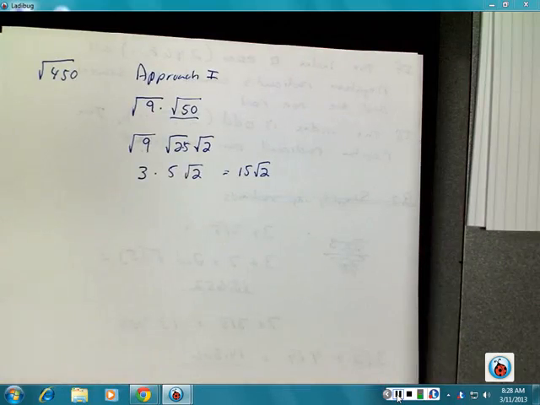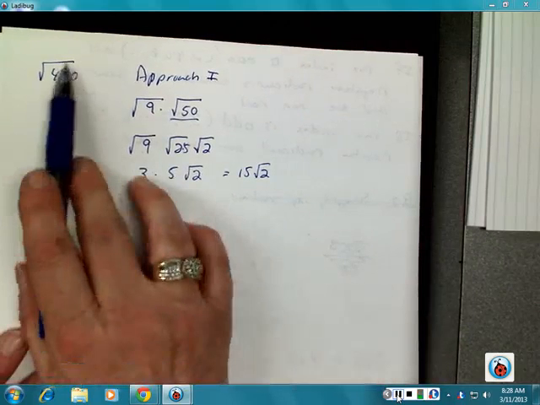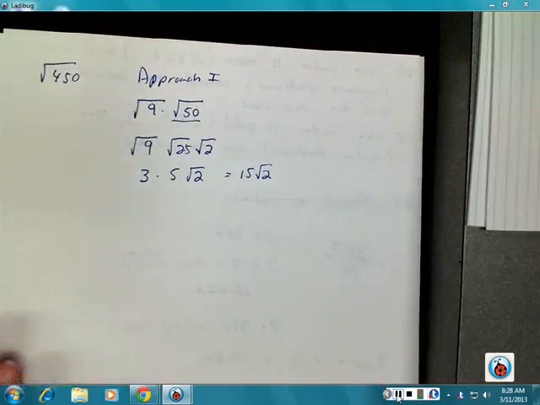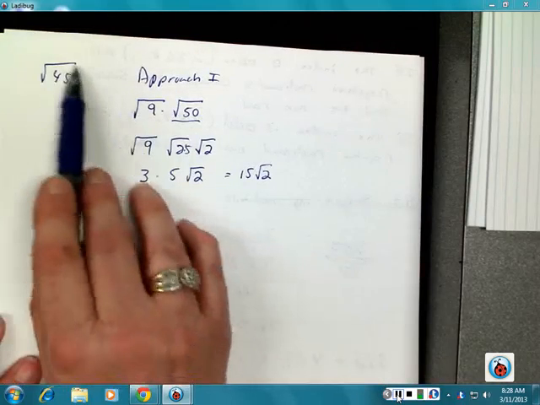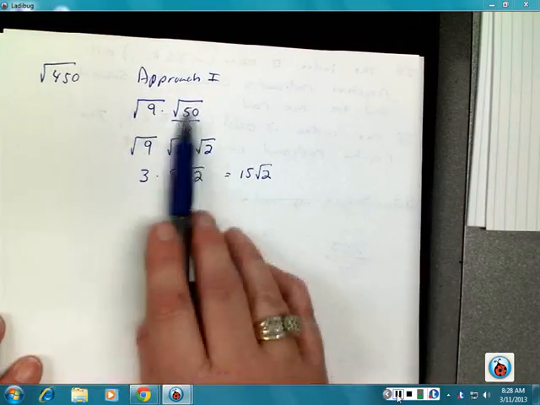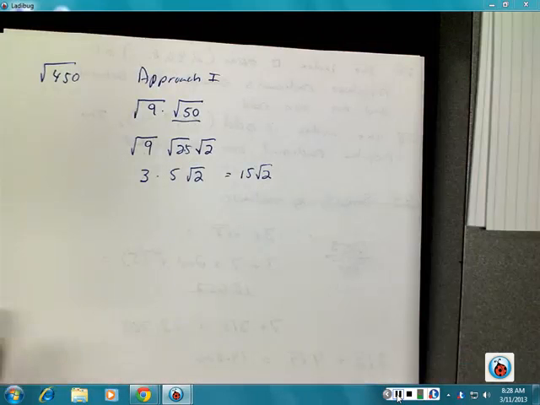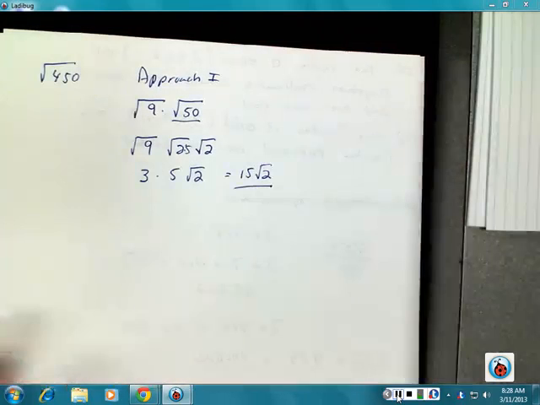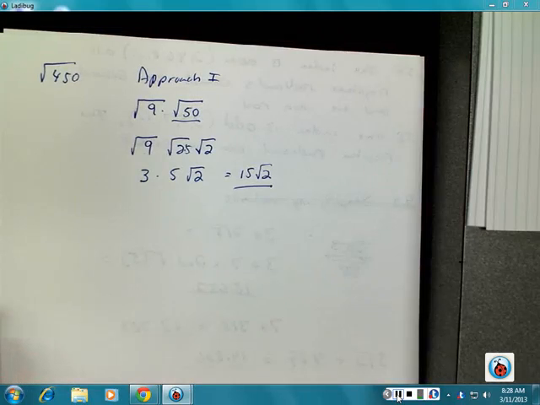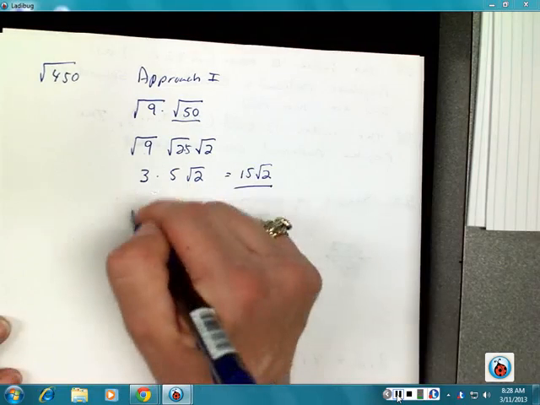So basically all I did was look at this and say, okay, what went into it? I noticed that the 9 went into it, then I had 50, and 25 automatically popped out of that one. And so we knew what we were doing with it. So my answer came out to be 15, the square root of 2. Okay? Yes or no? So far so good? Okay, that's approach 1. Now again, you're going to be able to pick whichever one you want to use. Approach 2.